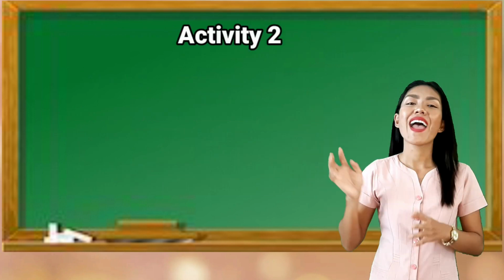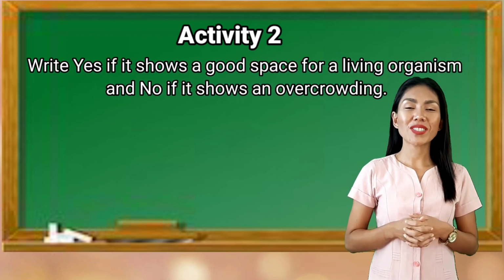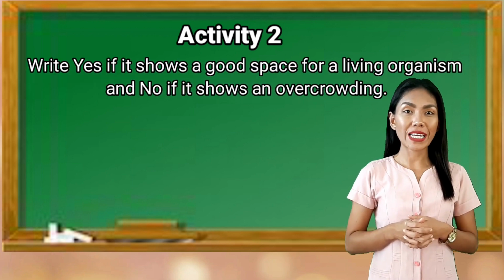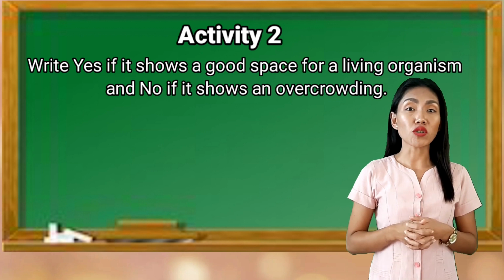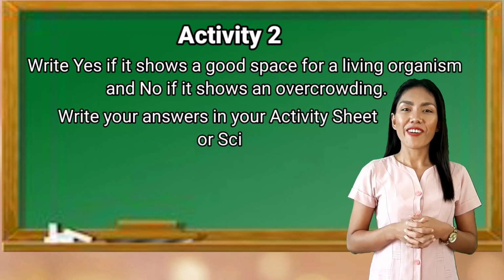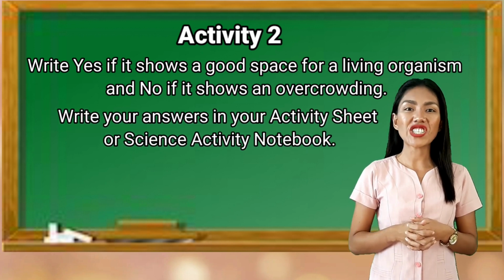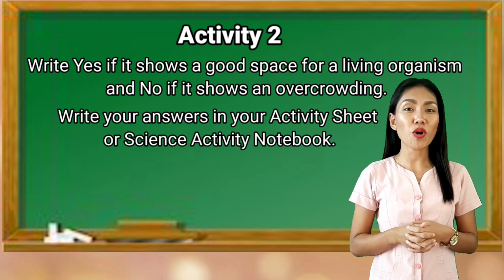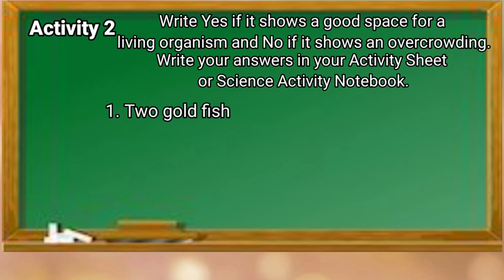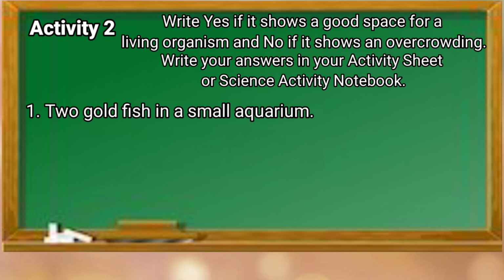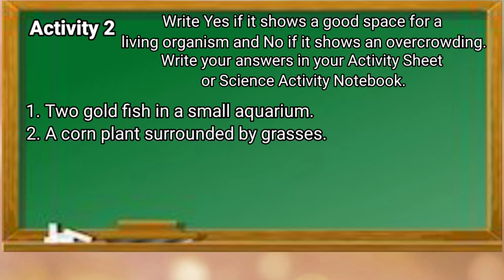Activity 2. Write yes if it shows a good space for a living organism, and no if it shows an overcrowding. Write your answers in your activity sheet or science activity notebook. First, two goldfish in a small aquarium. Second, a corn plant surrounded by grasses.